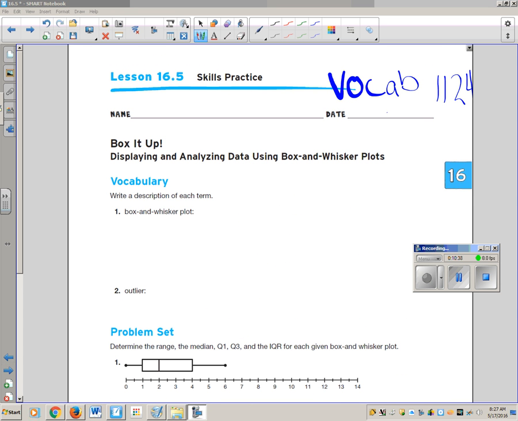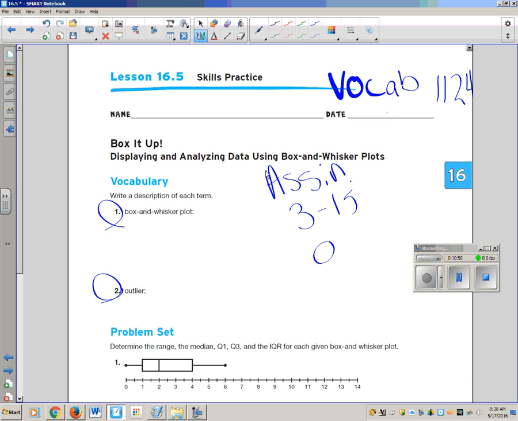Now the assignment is vocab, so 1 and 2, and then 3 through 15 odds. And that's it. Now all you got to do is end the chapter test, and you can start your project. Congrats.